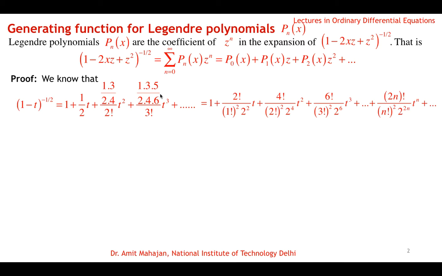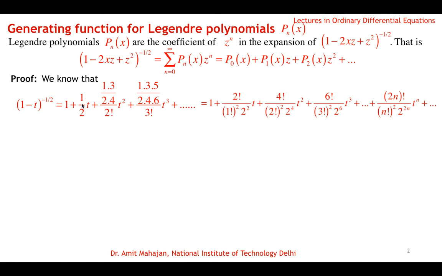So in general, for t^n, if we multiply and divide by the even terms 2, 4, 6 and so on, we can rewrite it into this form. So this expansion is known, and in this, if I now substitute t as 2xz - z^2, then I can find the expansion of the left hand side.